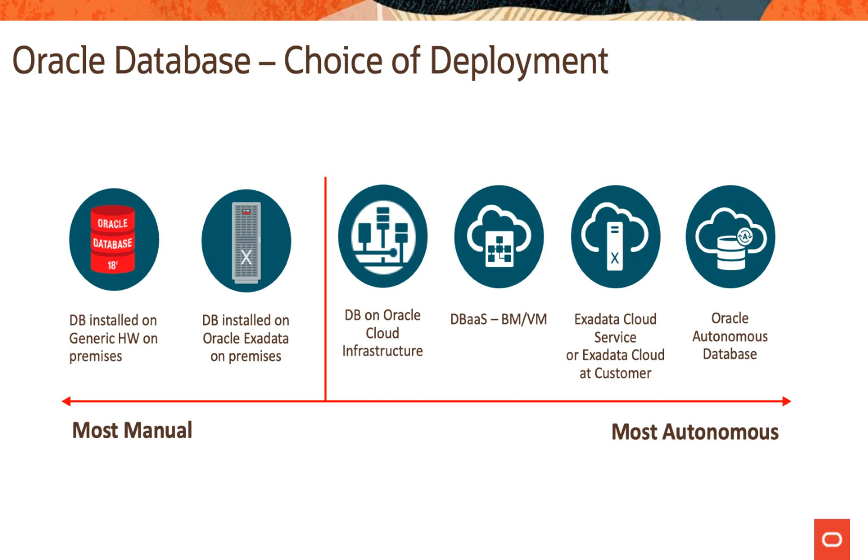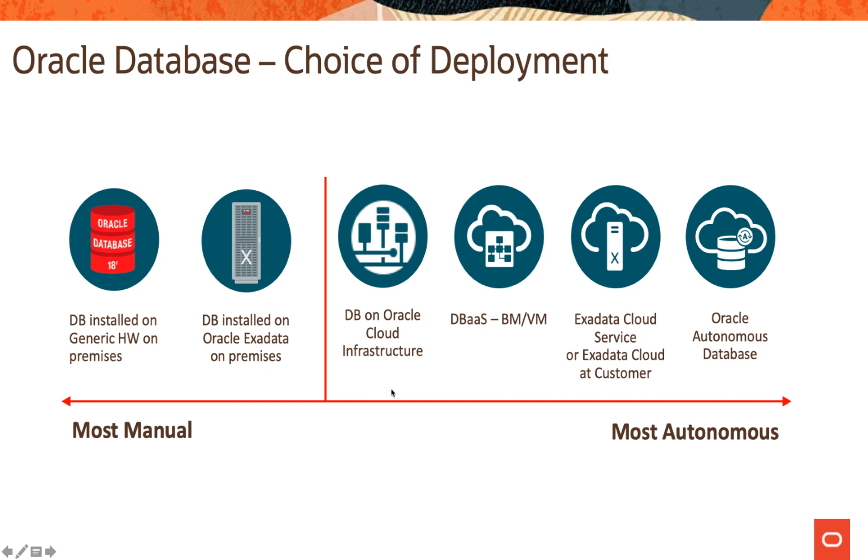Oracle database provides you a choice of deployment. If you look at the left hand side, it is more of a manual activity. Customers have databases installed on generic hardware on-prem, and even those customers who have bought Exadata systems have databases installed on Exadata systems. That provides a lot of automation and health checks, and you don't have to build the entire thing from scratch. So it has automated most things.